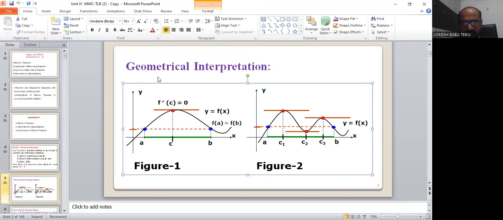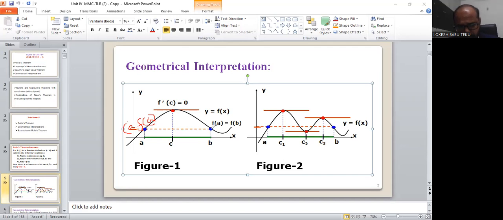Here this point is A comma f of A, right? So this point is (A, f of A), and this is (B, f of B). Okay. This is the point A comma f of A, and this is B comma f of B.